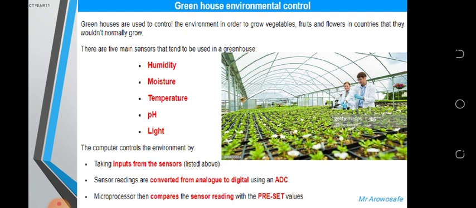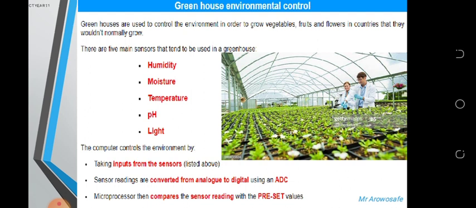So now let's move on. The computer controls the environment by taking input from the sensors. That is number one. Number two, sensor readings are converted from analog to digital using an ADC, which I have explained before. That data must be converted from analog to digital because our computer does not understand analog data or analog signal. Before computer can understand it, it must be converted to digital.